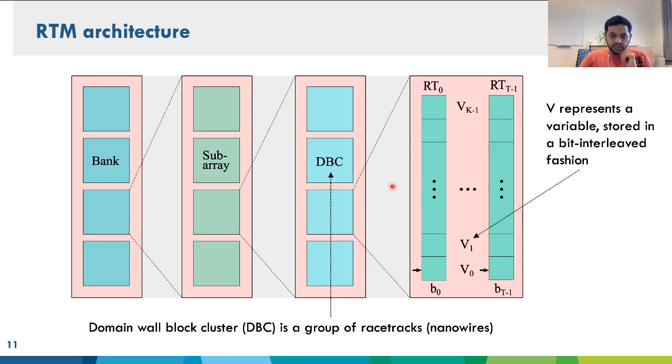DBCs are then grouped together to form subarrays, which is the same basic memory entity as in other memory technologies, and subarrays are then grouped together to form banks, and banks are then grouped together to form further higher abstraction modules such as rings and channels.